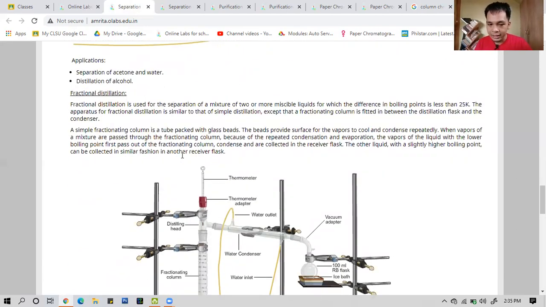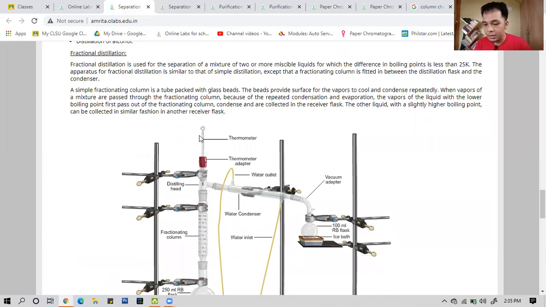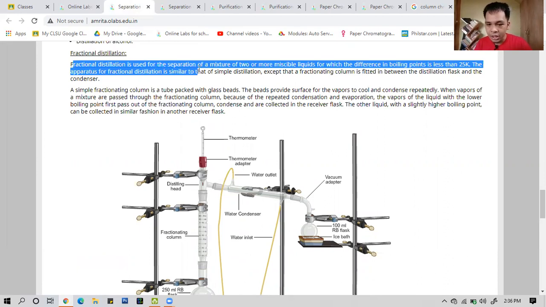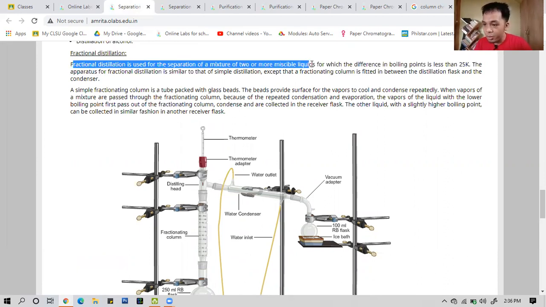Now, the second one is fractional distillation. This one is more high-end, guys, but there is a constraint. Fractional distillation is used to separate two or more, so more than two, miscible liquids whose difference in boiling points is less than 25 Kelvin. So that should be the difference between their boiling points.